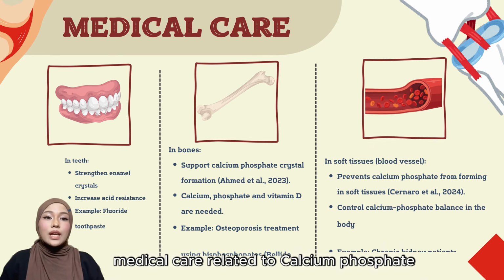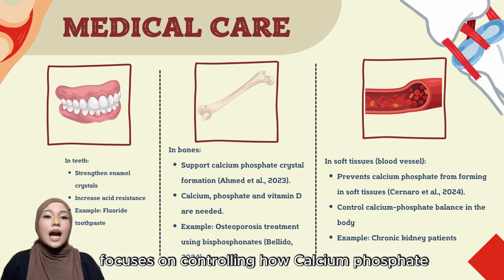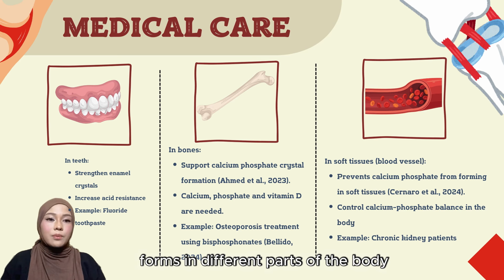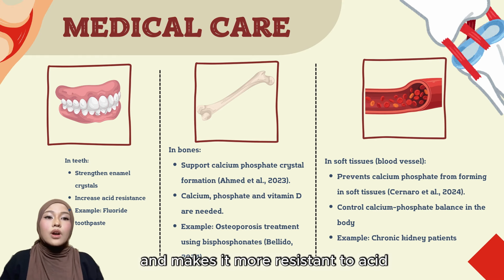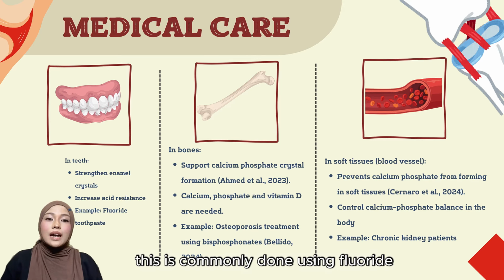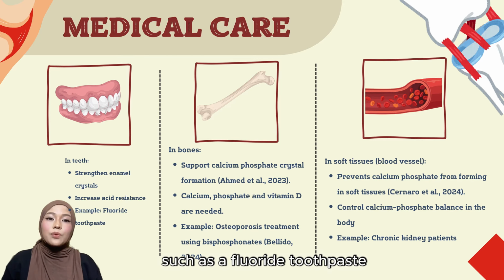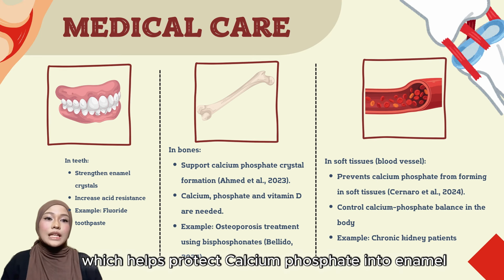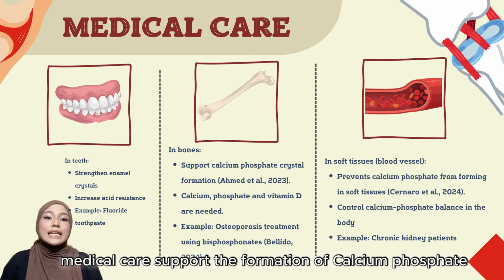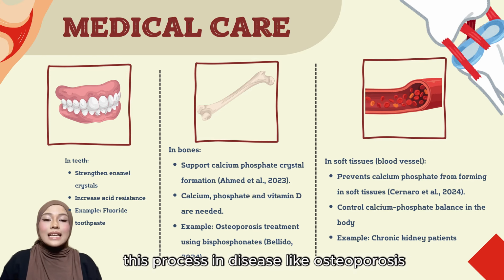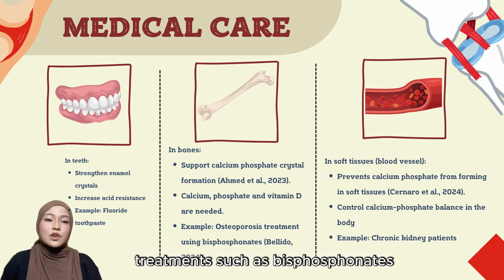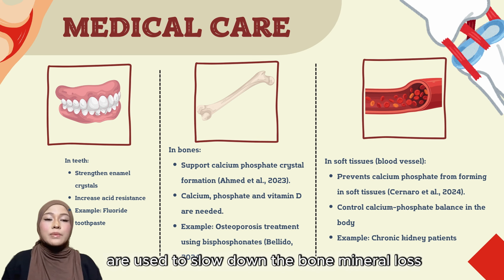Medical care related to calcium phosphate focuses on controlling how calcium phosphate forms in different parts of the body. In teeth, medical care helps strengthen enamel and makes it more resistant to acid. This is commonly done using fluoride, such as fluoride toothpaste, which helps protect calcium phosphate in tooth enamel. In bones, medical care supports the formation of calcium phosphate to keep the bone strong. Calcium, phosphate, and vitamin D are important for this process. In diseases like osteoporosis, treatments such as bisphosphonates are used to slow down bone mineral loss.